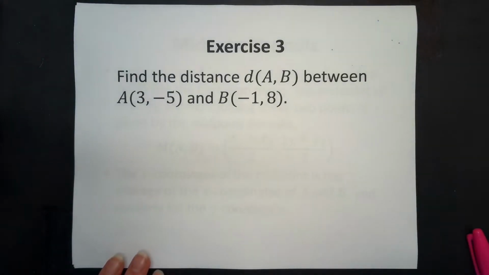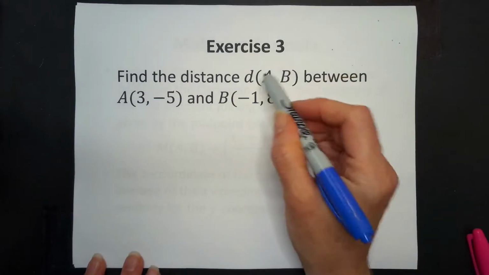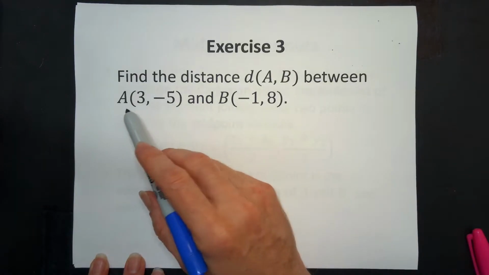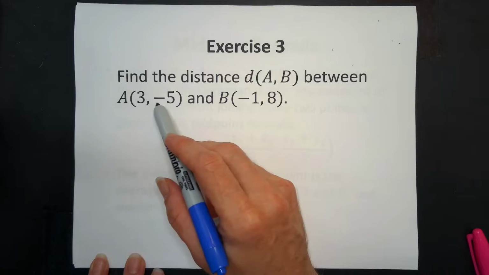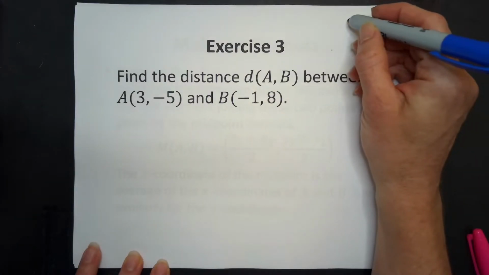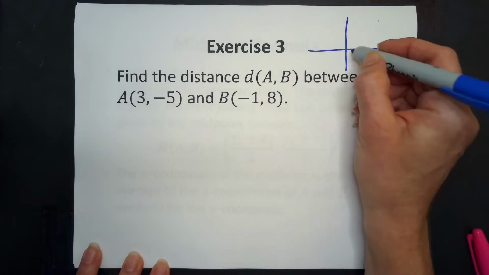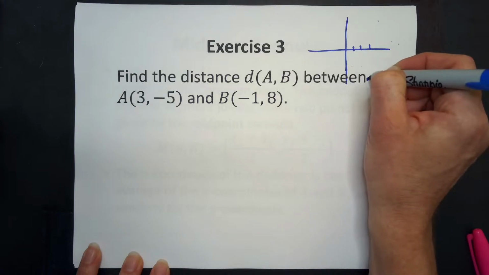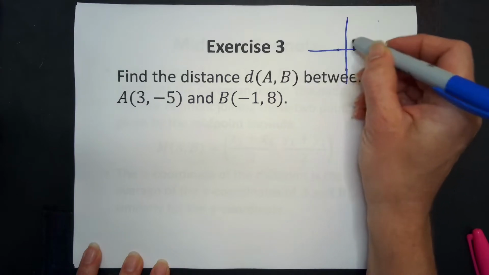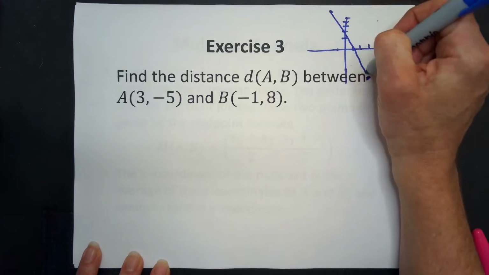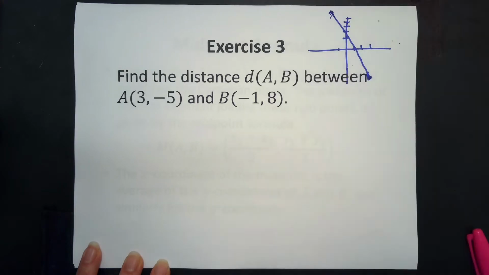Alright, so it says find the distance d of AB between A, which is the point (3, -5), and B, which is the point (-1, 8). You could draw this on a graph if it helps you visualize it. Plot out, go out 3, 1, 2, 3, down 5. You'd be over here somewhere. And the point -1, so over here, up 8, 1, 2, 3, 4, 5, 6, 7, 8, up here. And so you'd be finding the distance between these 2 points. Right? The distance, or the length of that line segment, is another way of putting it.